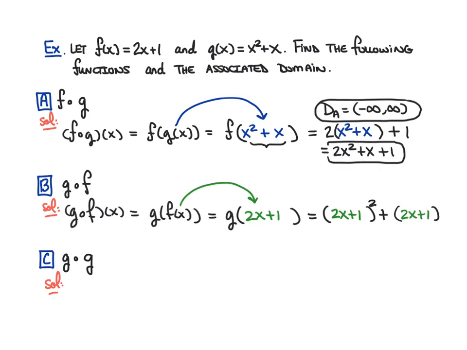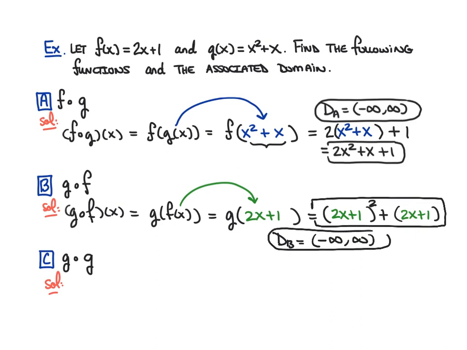And you can see what I'm doing here. I'm taking the structure of g of x, and instead of the x's, I'm writing f of x wherever those x's were. Now you could simplify this by expanding it out, but I'm just going to leave it like this. I'm not super picky about that. The domain, again, is all real numbers, so you can write it as minus infinity to infinity.